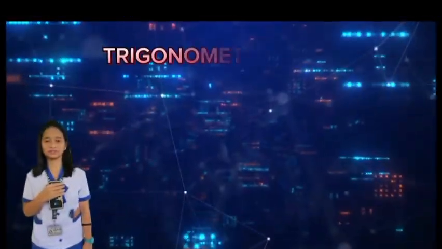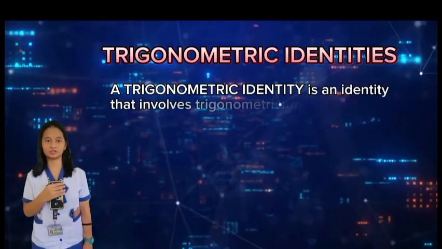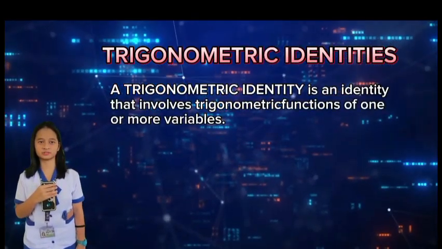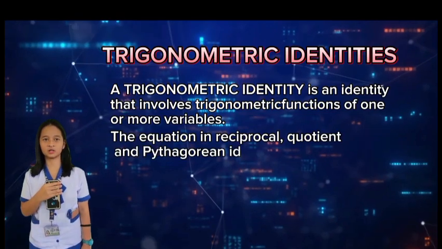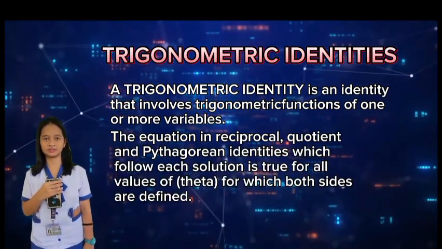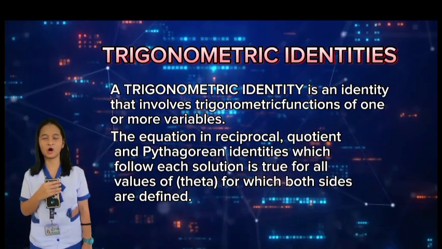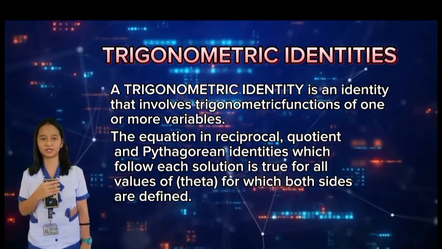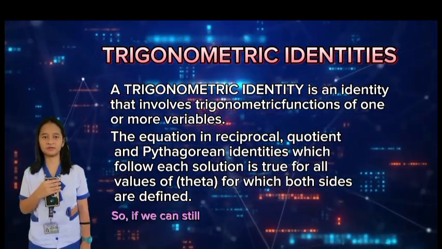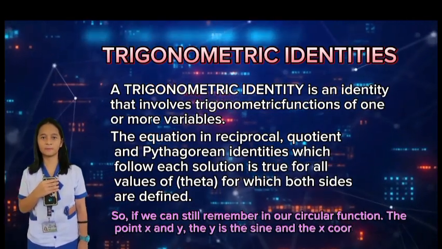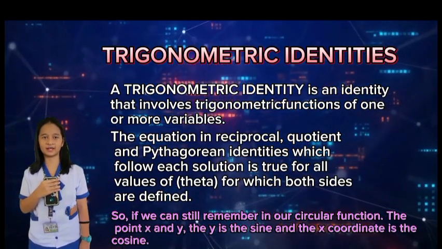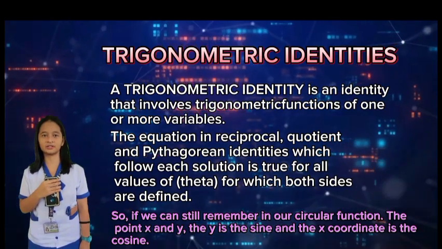A trigonometric identity is an identity that involves trigonometric functions of one or more variables. The equations in the reciprocal, quotient, and Pythagorean identities, which follow, are true for all values of theta for which both sides are defined. If we still remember in our circular function, for the point x, y, the y is the sine, and x is the cosine.